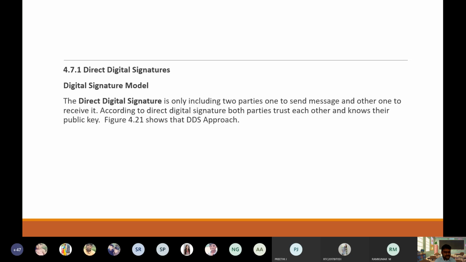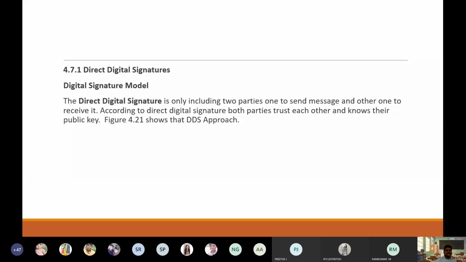Right. So what is the direct signature model? This is the first type. It only includes two parties, one to send the message and another to receive it. According to direct digital signature, both parties trust each other and know their public keys. Simple. So direct digital signature is the easiest one. The main thing is that only two persons are going to be involved in the transaction, one is a sender and another one is a receiver.